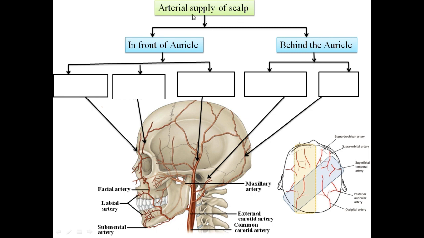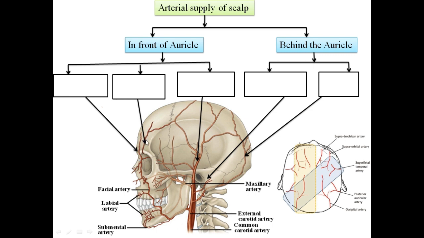In this slide, arterial supply of the scalp: in front of the auricle there are 3 arteries, and behind the auricle there are 2 arteries that supply the entire scalp. Here the external carotid artery gives some branches.